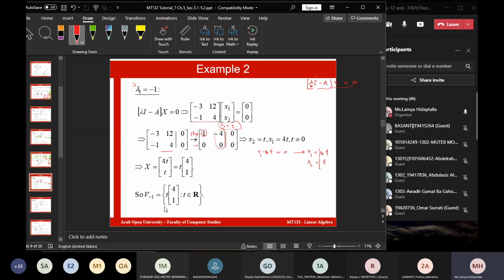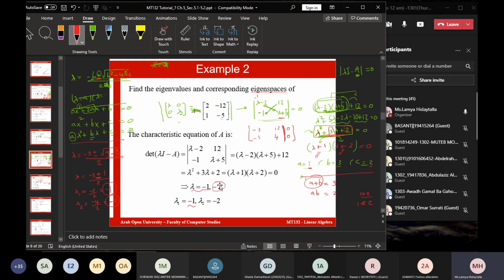So what is the eigenspace? If you only want the eigenvector, it is the vector 4, 1, taking t as a common factor. But if we need the whole vector space, we write it like this: t multiplied by 4, 1, such that t is a real number. This set is the eigenspace corresponding to lambda equal to minus 1. Clear? Right.